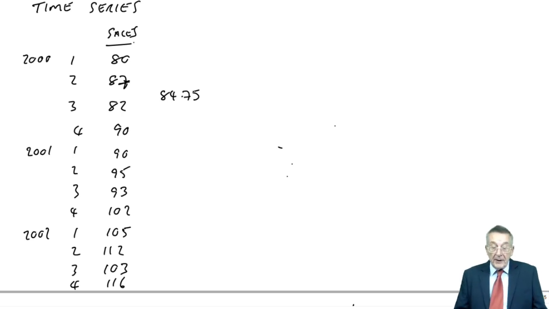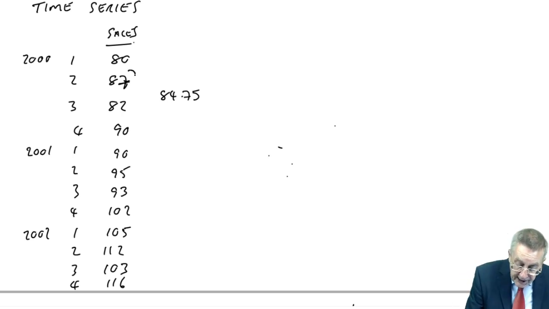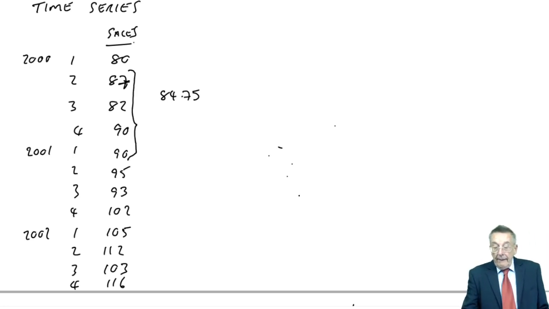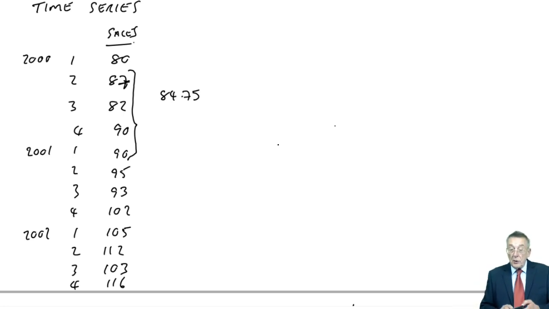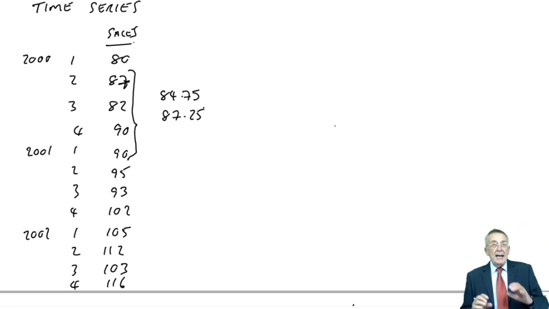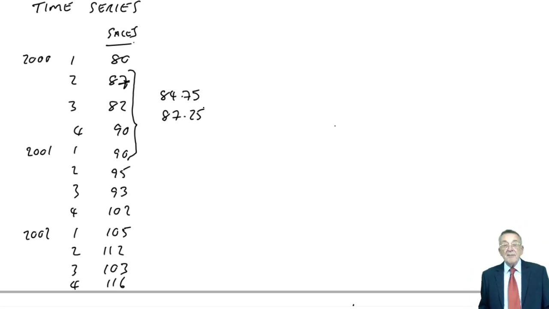Well, let's take the next 12-month period. Let's take these 12 months, 4 quarters, and let's work out what the average sales were over those 4 quarters. So 87 plus 82, 90, 90. Divide by 4, I get 87.25. So that's like the average in the middle of that year, of those 12 months.